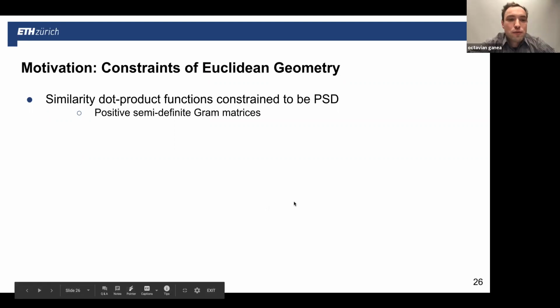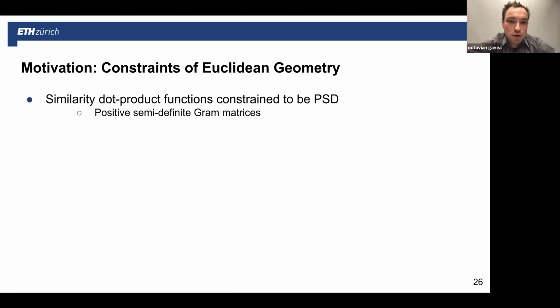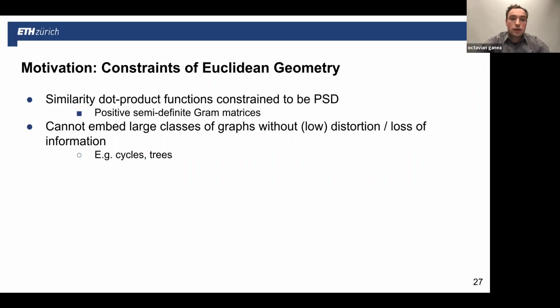So we typically capture similarities using dot products, and these dot products are constrained to be positive semi-definite if we work in Euclidean space. This means that if we build the so-called Gram matrices, which are just matrices of pairwise similarities between n objects, then these are constrained to be positive semi-definite. And as I'm going to talk about a bit later, this is a constraint. So we cannot embed large classes of graphs without low distortion or loss of information, for example, cycles or trees.